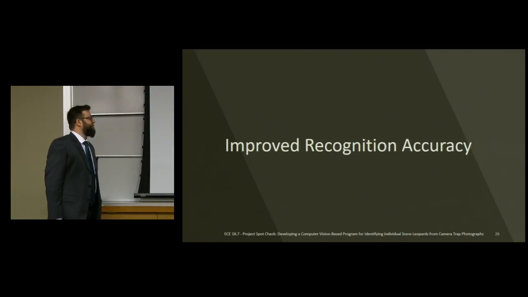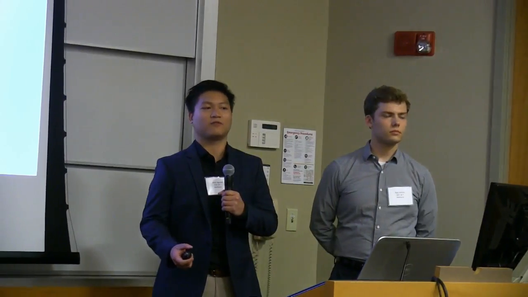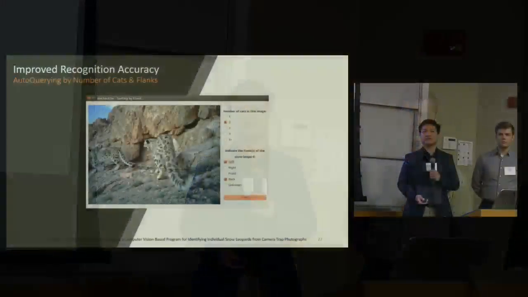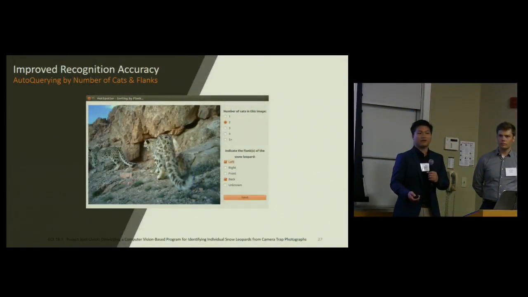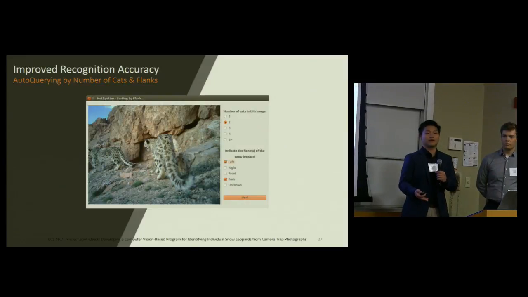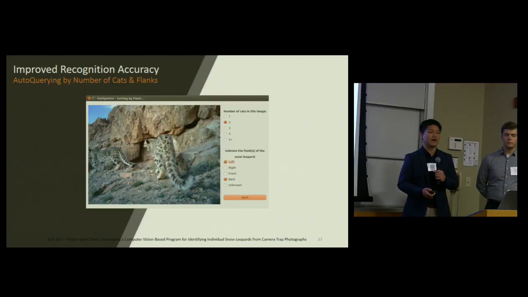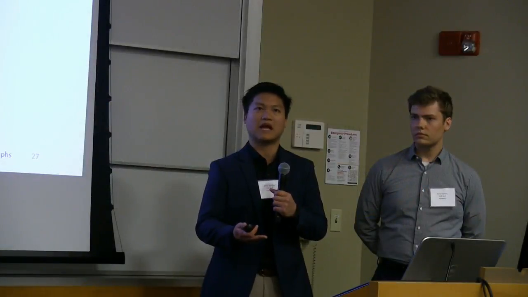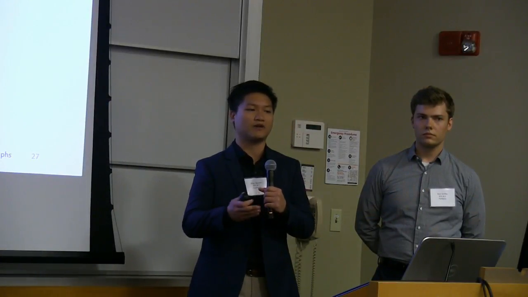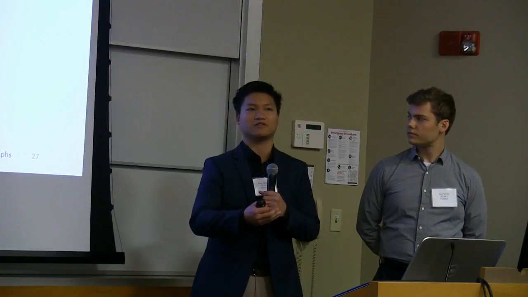All right, thanks, Dave. So for improvement in recognition accuracy, one of the new features we experimented with was the auto-querying by number of cats and flanks. So the idea is that Hotspotter has been comparing images of snow leopards without knowing the side. So it has been comparing images of snow leopard no matter which side of the snow leopard is contained in images.